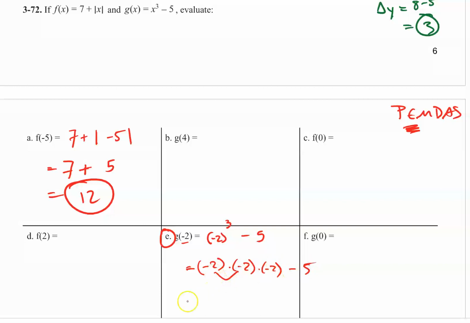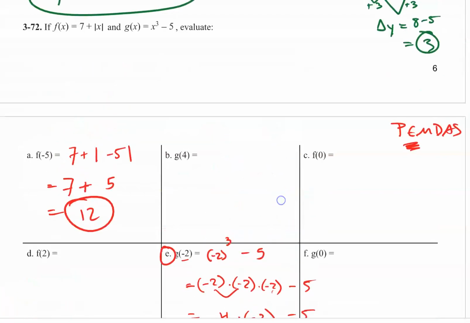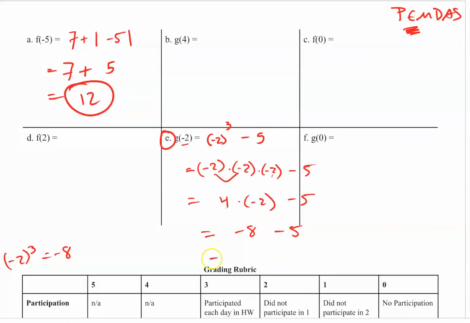2 times 2 is 4. Negative times negative is positive. So that's 4, but I still need to multiply by -2 again. And because this is positive and that's negative, it goes back to -8. So -2 cubed, if you didn't know this, is actually -8. So all that just to find -8, and then we still have to take away 5 because of the x cubed minus 5. Cube the number, then subtract 5. So the answer is going to be -13.